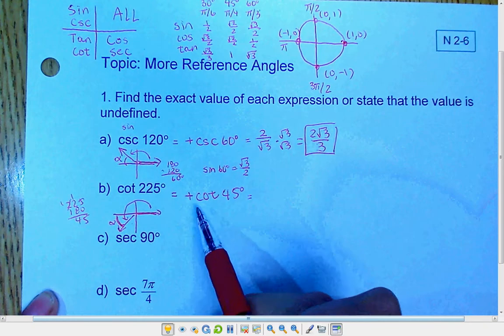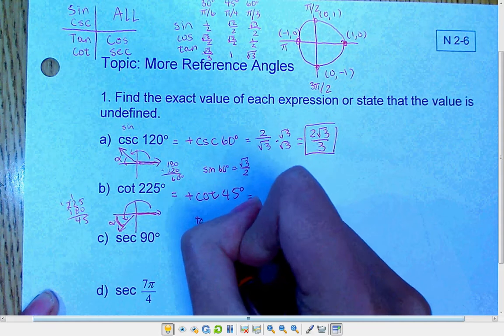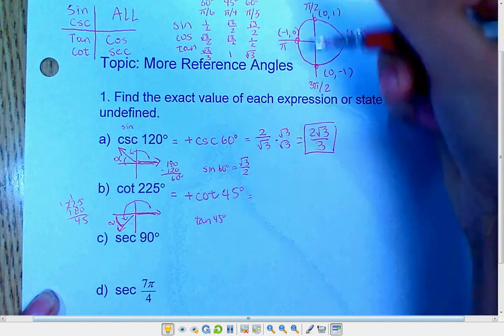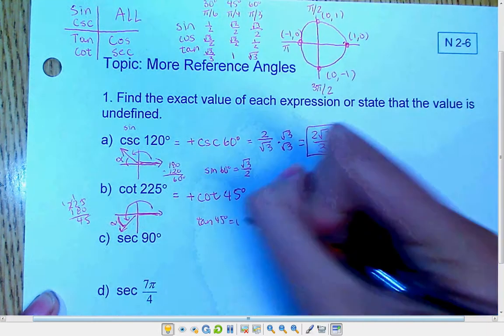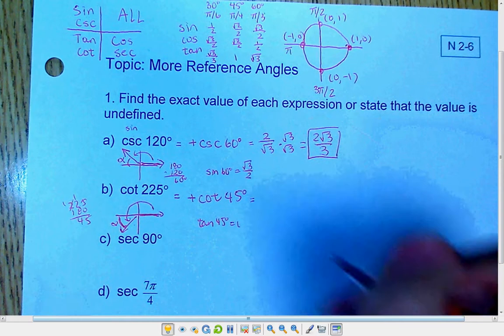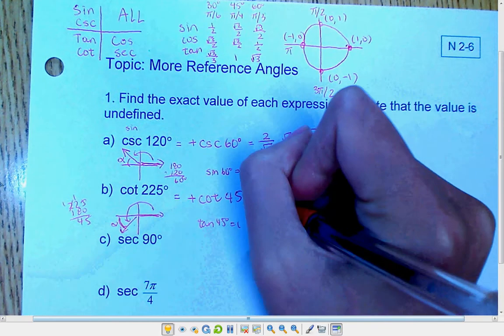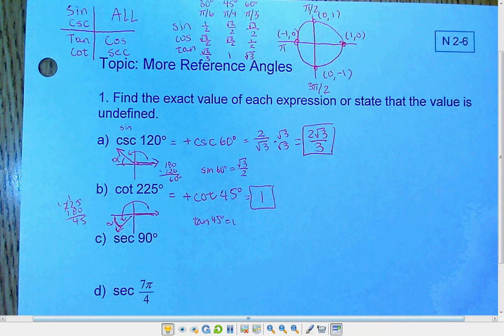Again, because it's a reciprocal, let's first look at tangent of 45. Tangent of 45 is 1. So cotangent of 45, when you flip 1, it's still 1. It's positive. There's my trig ratio.